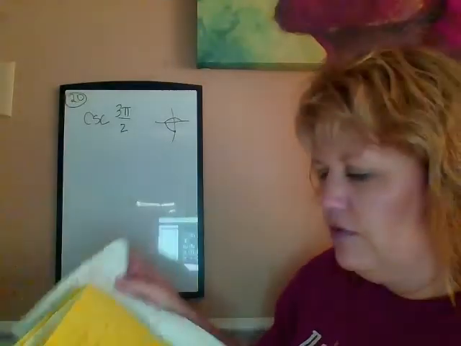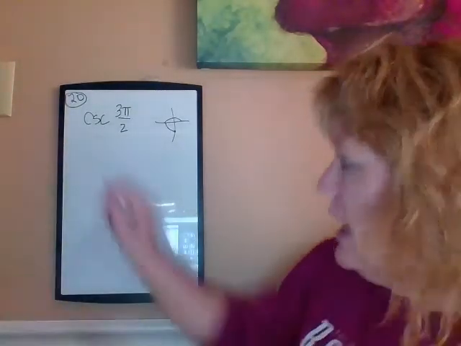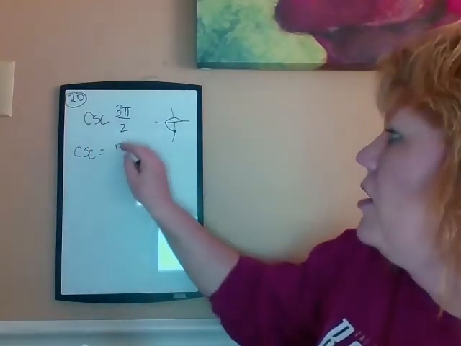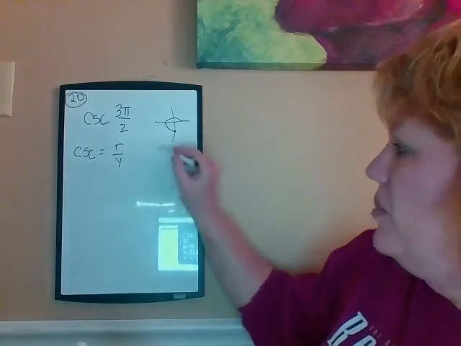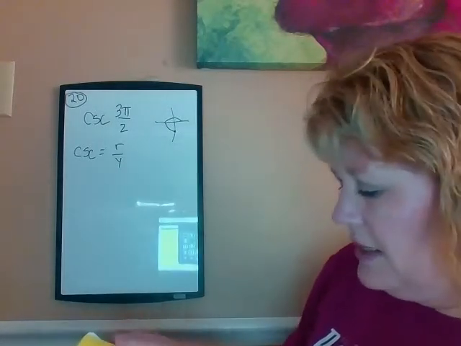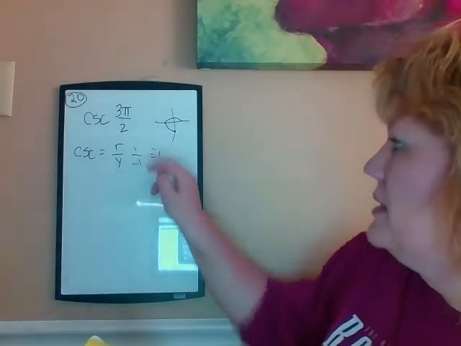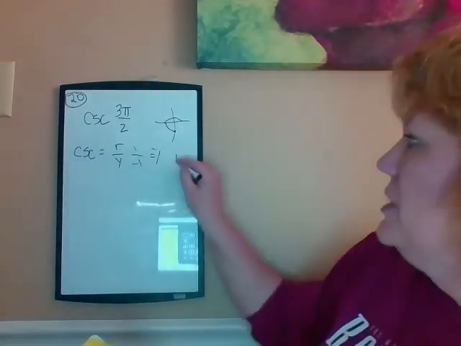And what you're looking for there is the cosecant, and the cosecant deals with r over y, and at that point, r is always 1, y is negative 1. So that answer is negative 1, which is B.